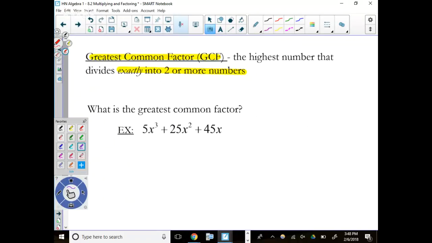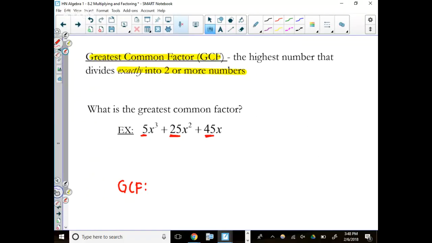Right? So greatest common factor for this one, GCF. So we have 5, 25, and 45 for the numbers. So we're going to start there. Hopefully you can answer that 5 divides all of those. All right.